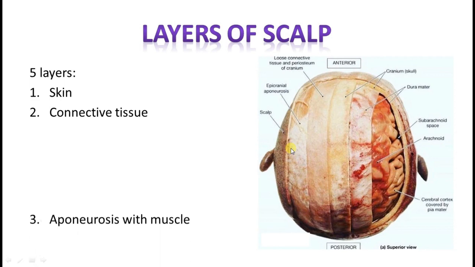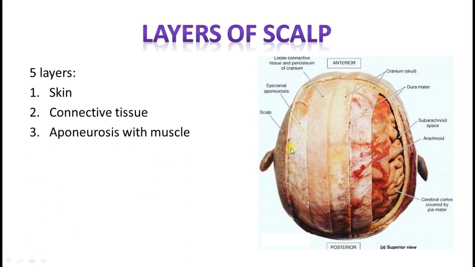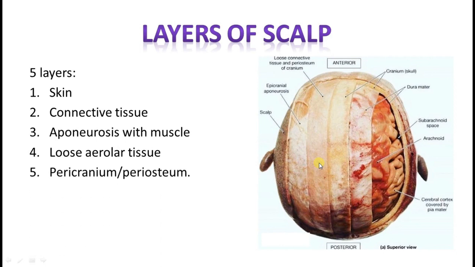Fibroelastic tissue. Then aponeurosis. You have an aponeurosis. You all know that aponeurosis is nothing but a flattened sheet of tendon, which is actually called the epicranial aponeurosis or the galea aponeurotica. Then loose areolar tissue. You have the loose areolar tissue in the 4th layer, and the 5th layer is the outer covering of the bone of the skull, which is the periosteum or the pericranium. So these are the 5 layers.